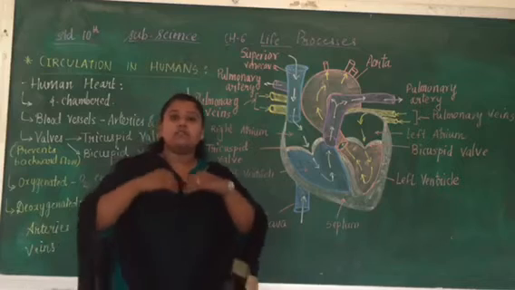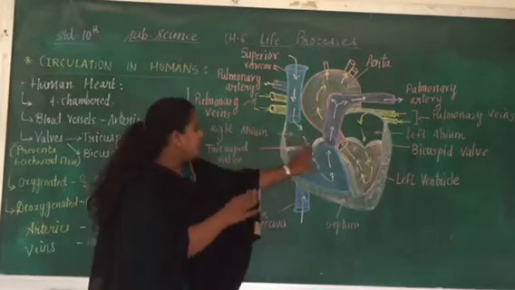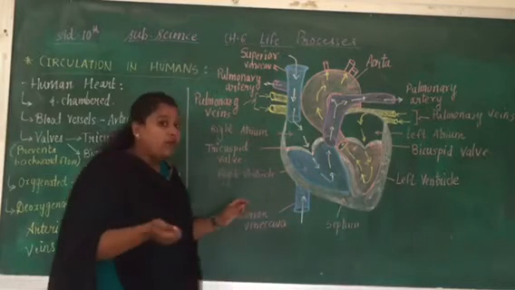When the right atrium is pressured upon the blood, what happens? The blood from the right atrium enters inside the right ventricle. And how does it enter?